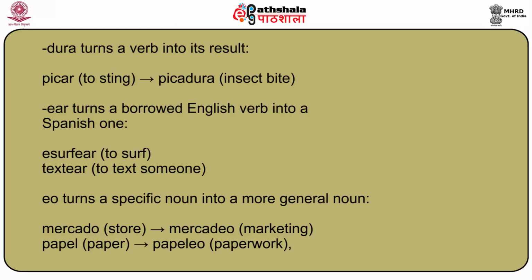Ar turns a borrowed English verb into a Spanish one. Surfear, to surf. Textear, to text someone. So, surfear is to surf and textear is to text someone. Io turns a specific noun into a more general noun. Mercado, store, becomes mercadeo, marketing. Papel, paper, becomes papeleo, or paperwork.